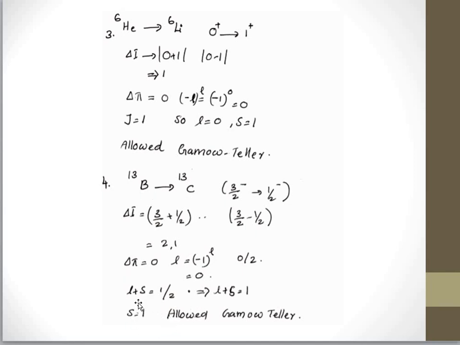So S should be 1. Okay, so S is equal to 1 is an allowed Gamow-Teller transition.